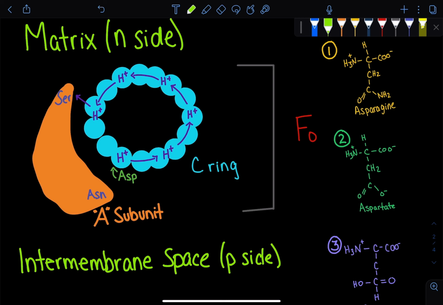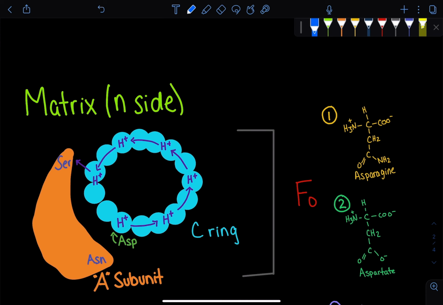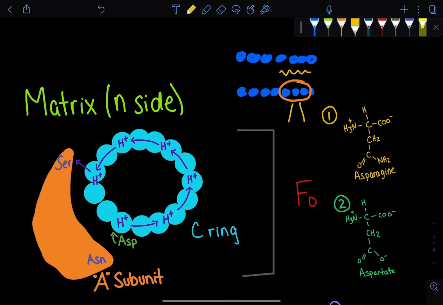So F0, remember, it's bound to the membrane. Since it's bound to the membrane, I'll draw out this depiction. So if this is our membrane, these are our phospholipid heads. F0 is bound to the membrane, and then F1 is just sticking out. So F0 is exposed to both the intermembrane space and the matrix. And essentially, it picks up a proton from the intermembrane space, and it moves it over to the matrix.